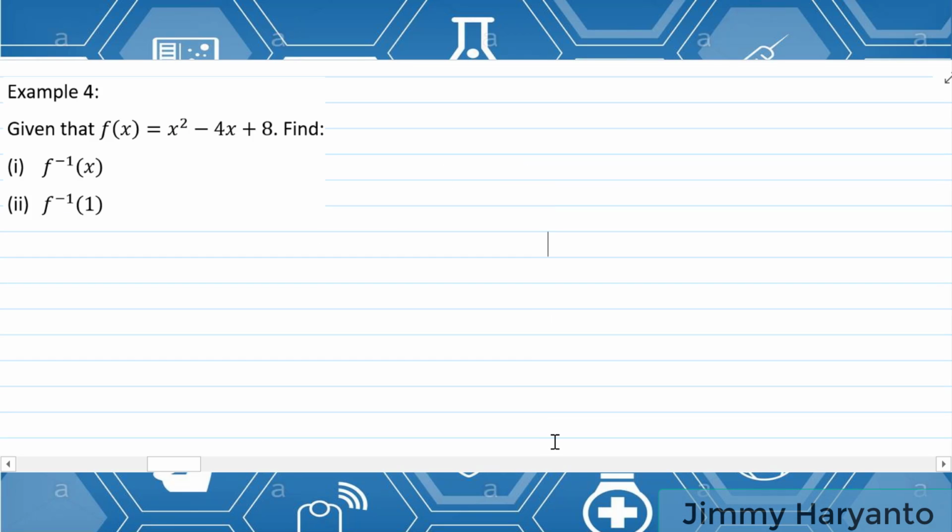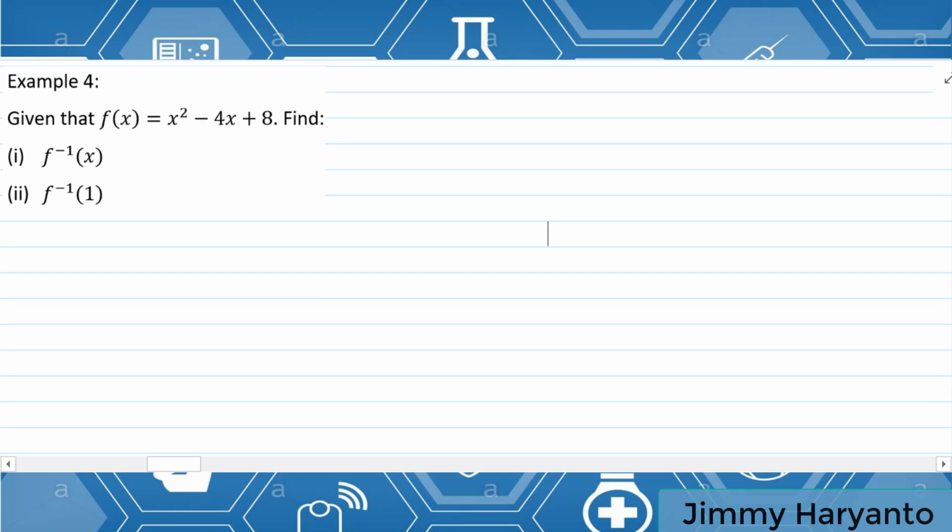Next, how about this one? This one is a quadratic function. We have to find the inverse of a quadratic function. Yeah, a quadratic function is not a one-to-one function, so basically we cannot find the inverse. But if we restrict the domain, we can find the inverse. Yeah, when we restrict the domain, the quadratic will become a one-to-one function, so we can find the inverse. I will tell you later what is the meaning of that.